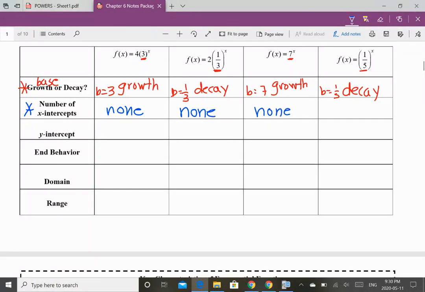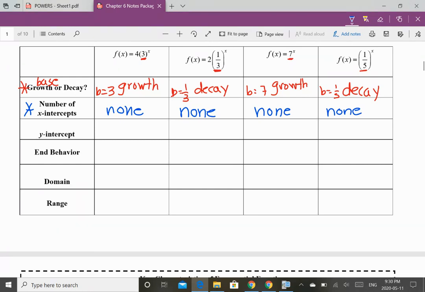They're all exponential functions. They all look a little different, but none of them are going to cross the x-axis. They're all going to sort of skate along it. I'm going to skip the y-intercept question for 1 second. We're going to do that one by graphing.